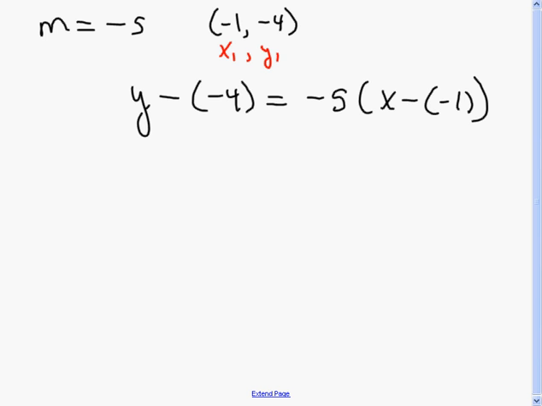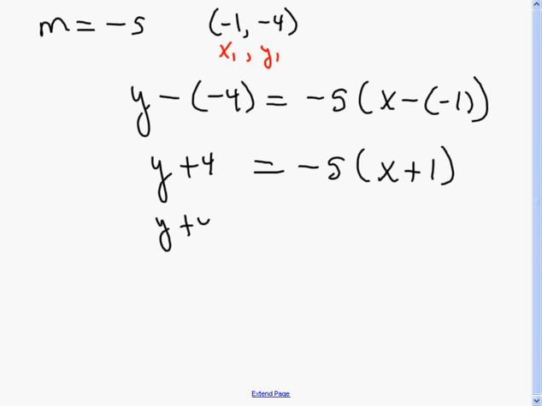Now we're going to do a little bit of algebra, some simplifying and rearranging, to eventually make it look like y equals mx plus b form. That becomes y plus 4 is equal to -5 times x plus 1, since minus a negative makes it a positive. On the right-hand side, I need to get rid of those parentheses, so I'm going to distribute the -5 into both terms. I get y plus 4 is equal to -5x minus 5.